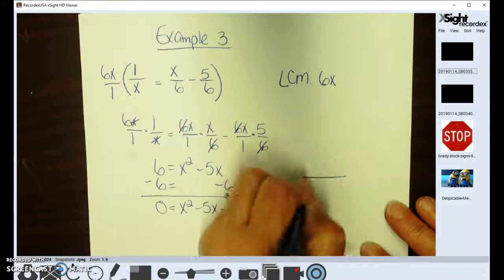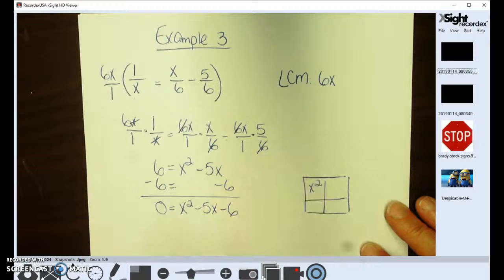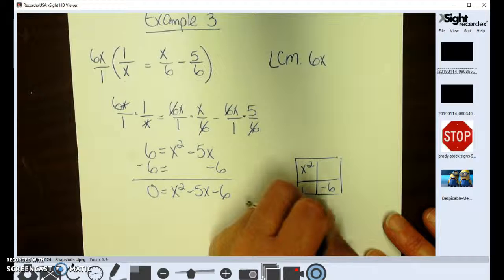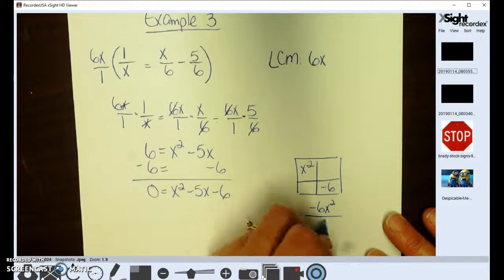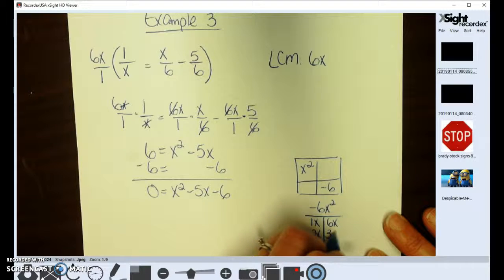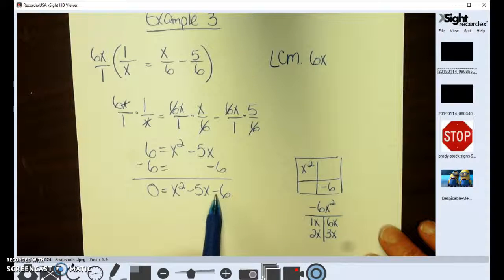So we come over here. We do our box. X squared goes here. Negative 6 goes here. I'm looking for factors of negative 6x squared that add up to negative 5x. So I have 1x and 6x, 2x and 3x. Those are all the factors of 6. Which one looks like it will give me negative 5? Well, remember, this is negative, so one of them has to be negative, one of them has to be positive.